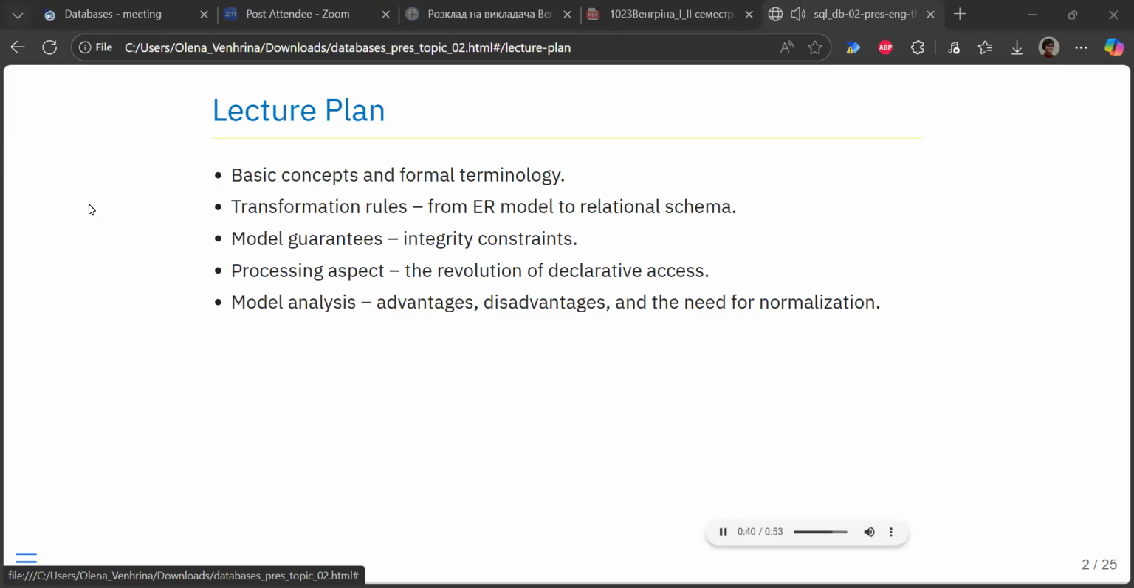And we will finish the lecture with an objective analysis of the advantages and disadvantages of this model, which will logically lead us to the topic of the next lecture. So let's start with the first point, formal terminology.